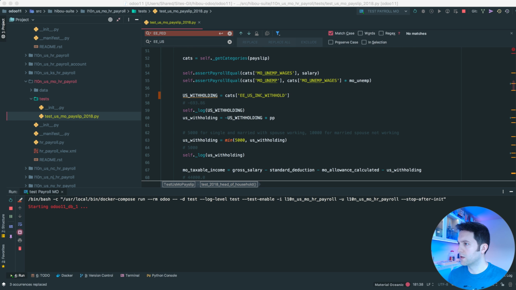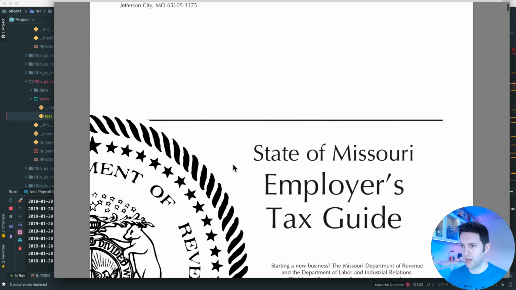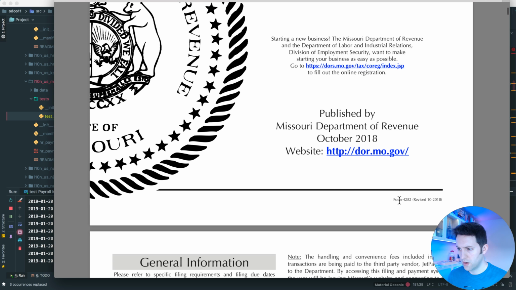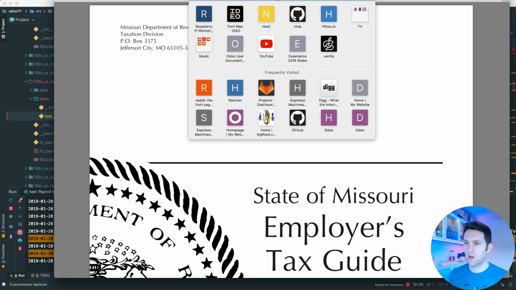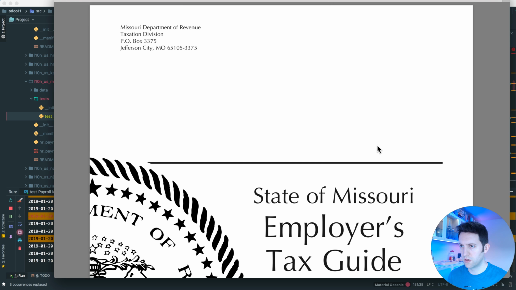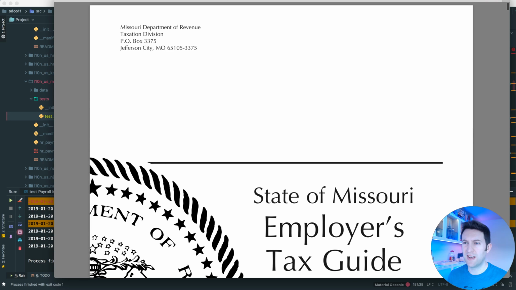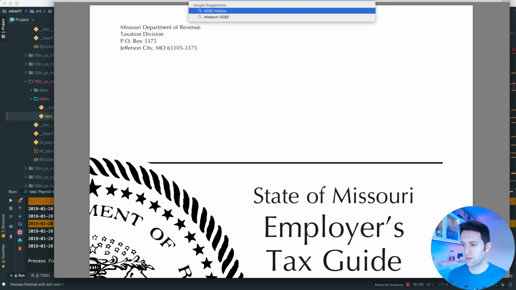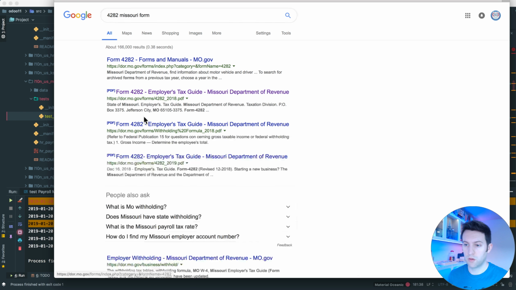Try that again. All right, so I have a document up here, which is the same document we were just looking at. State of Missouri's Employment Tax Guide. No form number that I see. Here we are, for Form 4282, revision for 2018. So let's find it for 4282. What was that? 4282. 4282 is form. Oh, here we go.